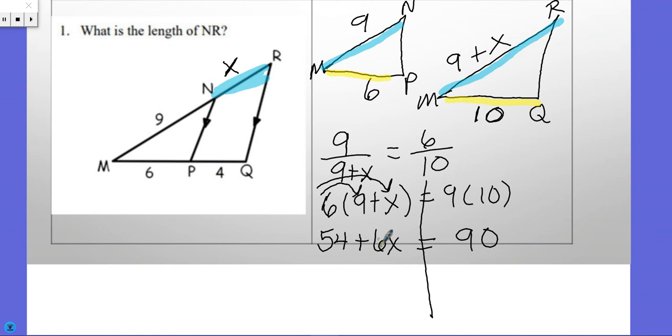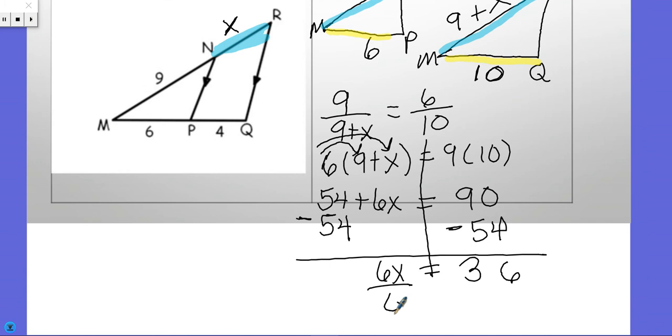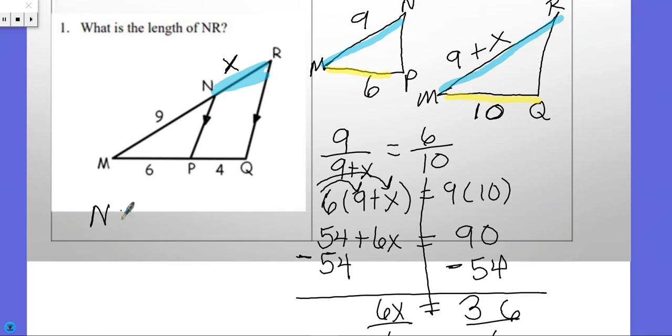The variable is on the correct side, which is the left side, but this constant needs to be on the right side. And if I cross over this line, I need to change this sign. So I'm going to say negative 54, 6x equals 90 minus 54. You can use a calculator or you can use your mental math. I know this is 36. And then from there, divide by 6, x equals 6. All right, so up here, I would say NR, which is equal to x, and we found it, is 6. And we're done.